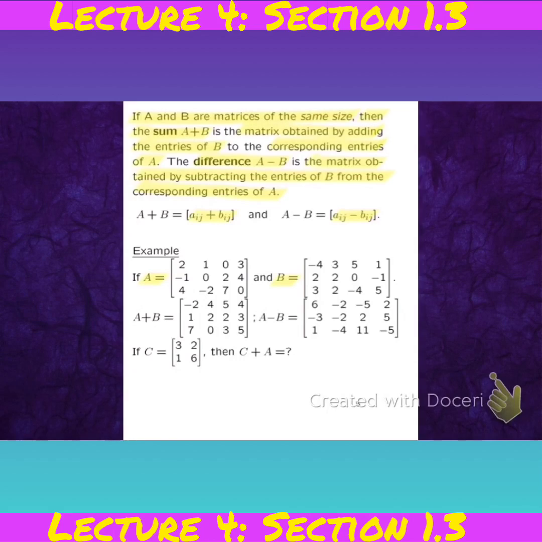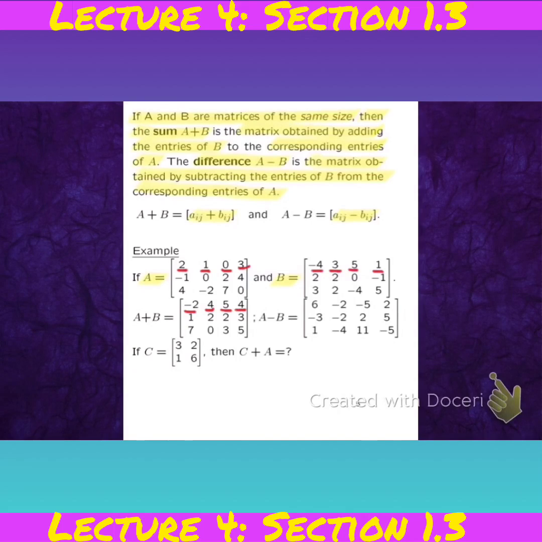So we add them entry-wise. The entry in the first row and first column of A, plus the entry in the first row and first column of B, is 2 minus 4, which is minus 2. The entry in the first row and second column of A, plus the entry in the first row and second column of B, is 4. Then you add 0 to 5, which is 5, and 3 to 1, which is 4.